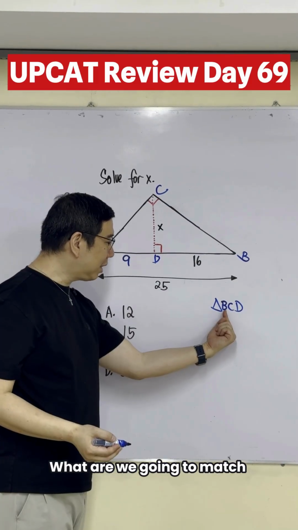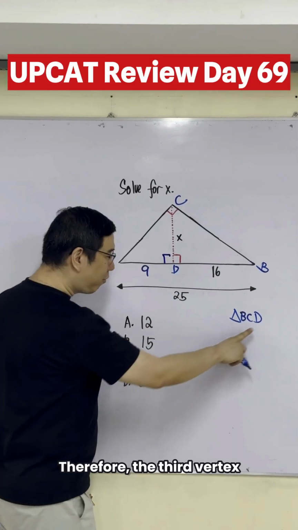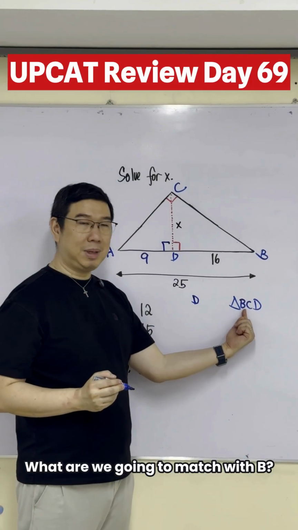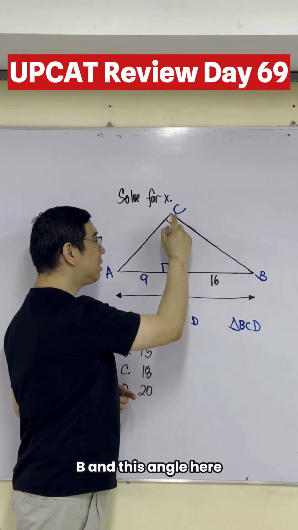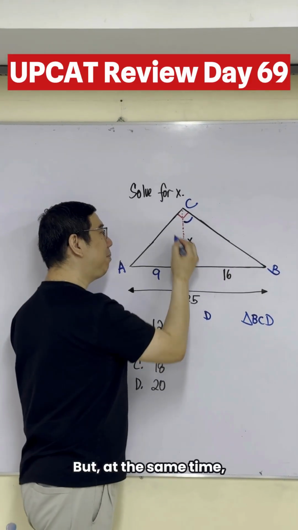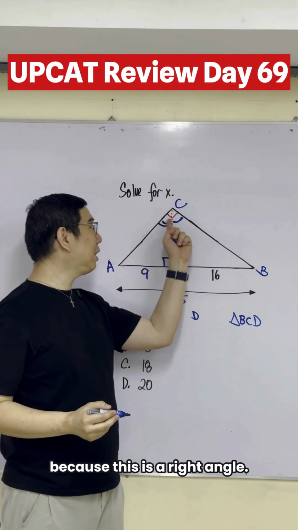Now, sino tatapat natin kay B, C, D? Pinakamadaling itapat si D. Sila yung right angle. Therefore, the third vertex should be both D. Sino katapat ngayon ni B? Okay. Look, B and this angle here should add up to 90 degrees or complementary. But at the same time, this angle and this angle also be complementary because right angle nga siya.